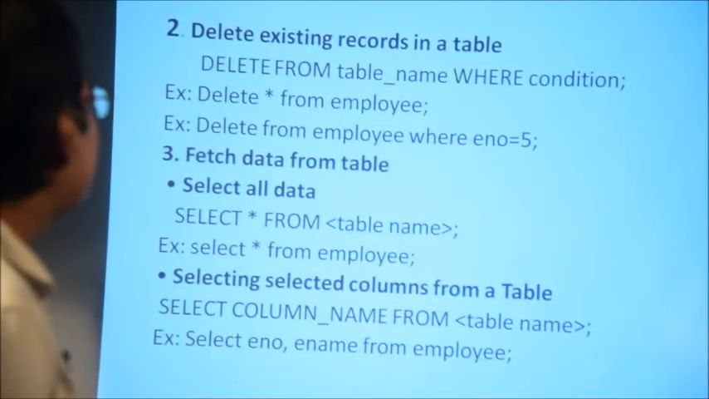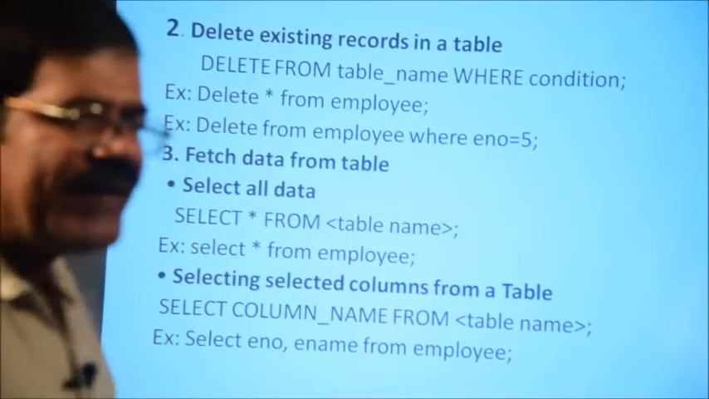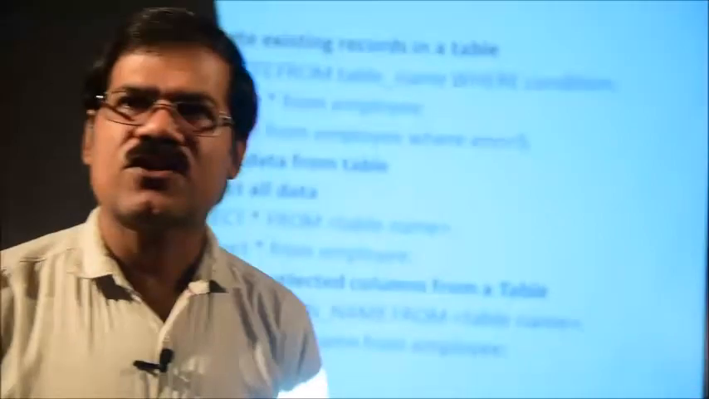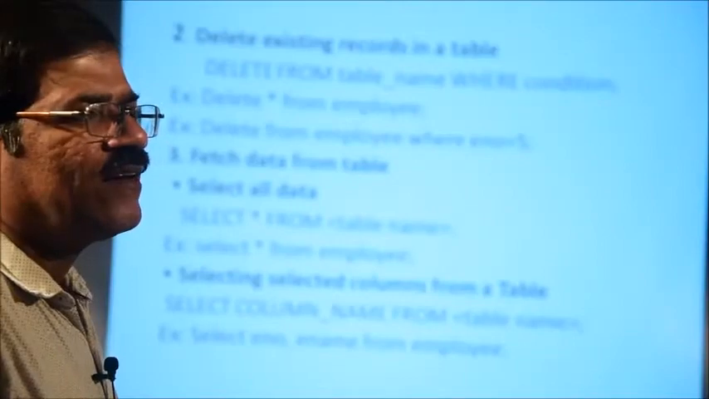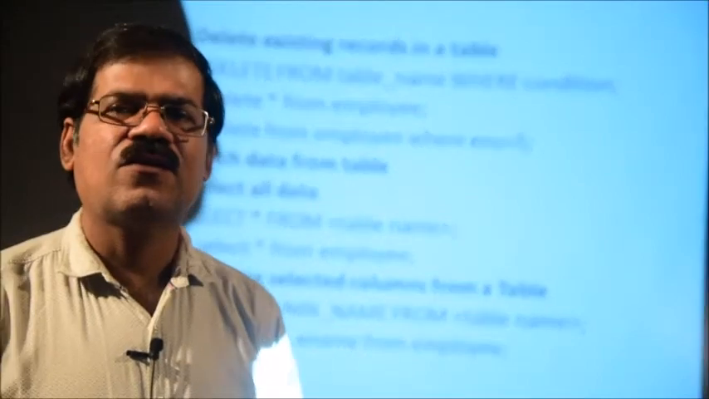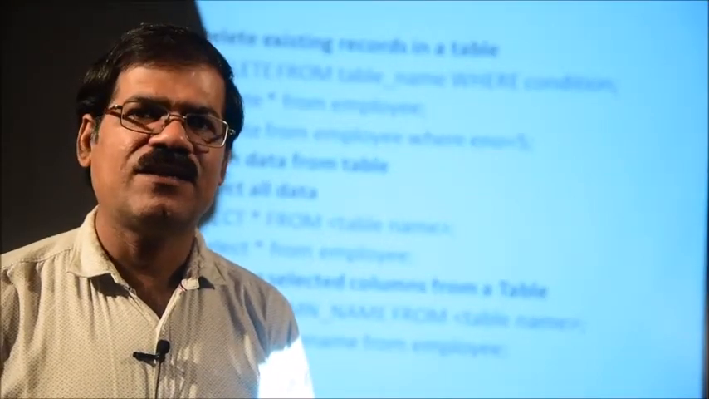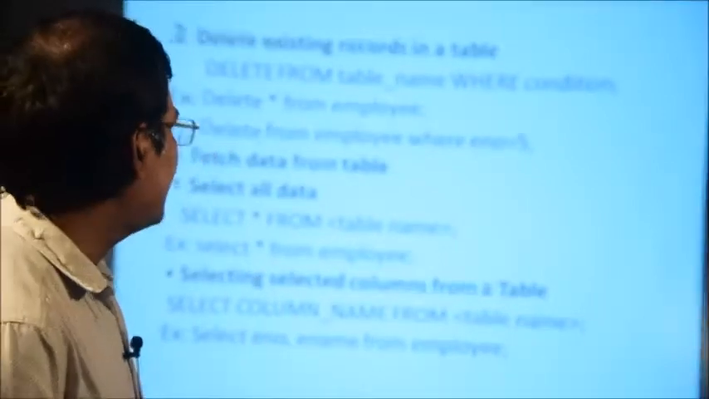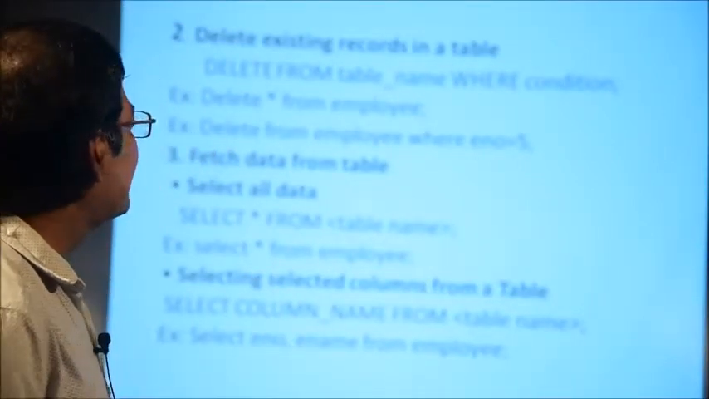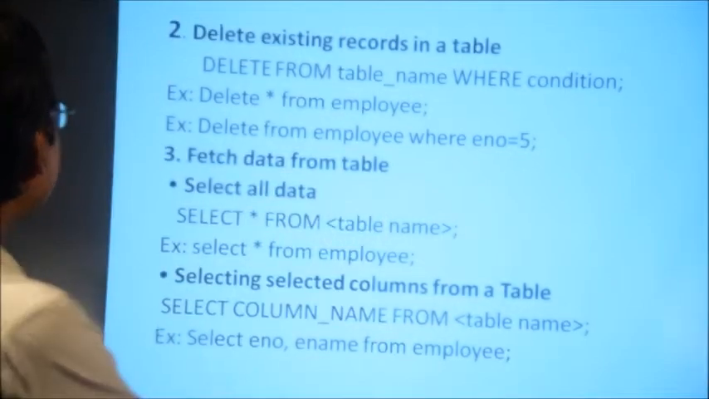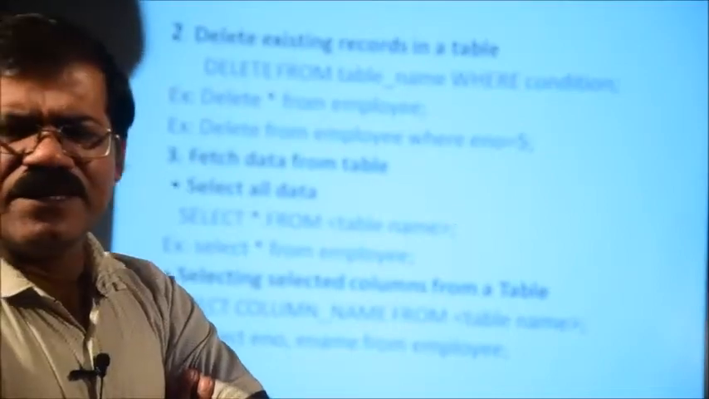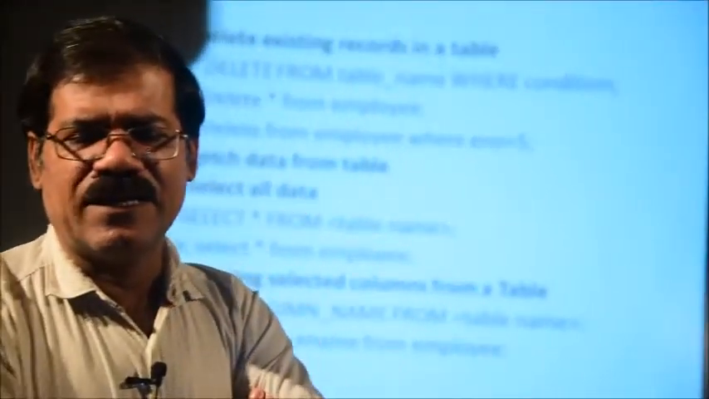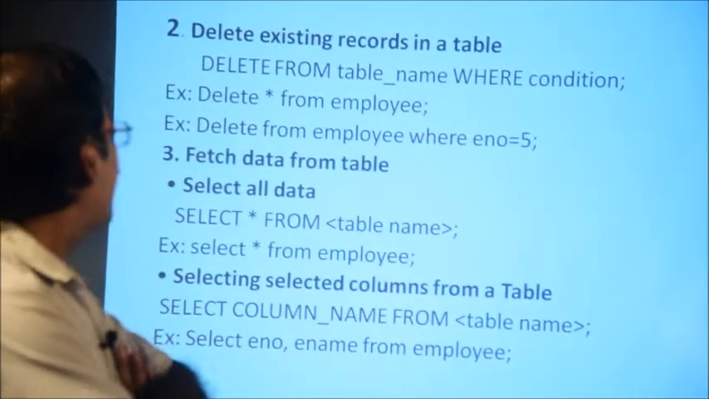Delete existing record in a table. The drop command permanently removes the structure of the tables from the memory, but the delete command deletes specific records. Suppose one student left the college, one employee left the organization, or 2 employees left the organization, those records are only deleted from the table, that is specific. Record deletion is by using the delete command. So, the syntax is delete from table name where condition. The condition you may provide or may not. If you do not provide the condition, the first form is written without condition.